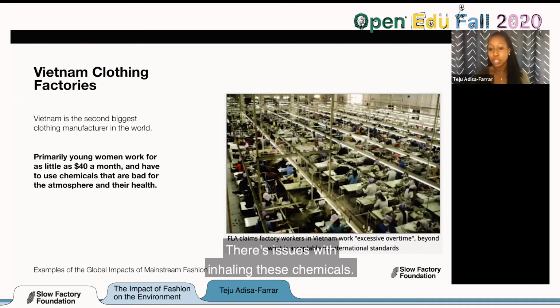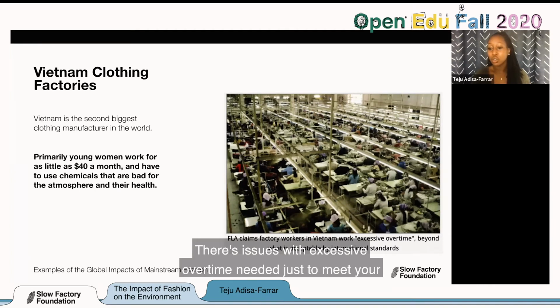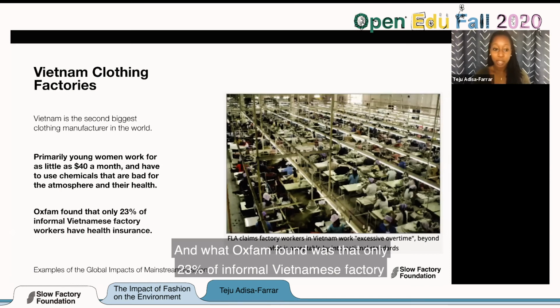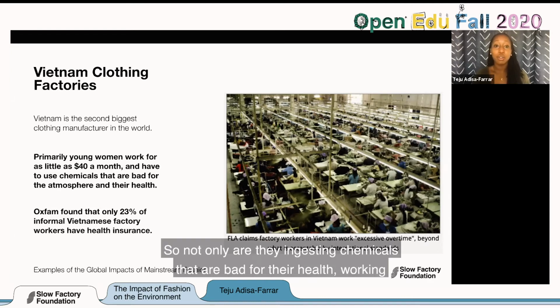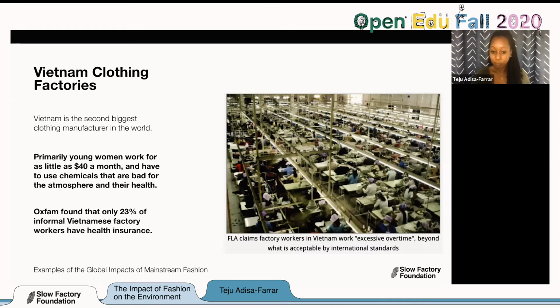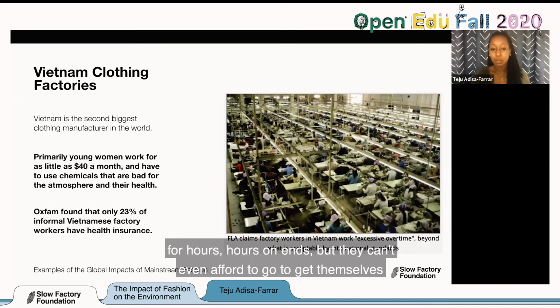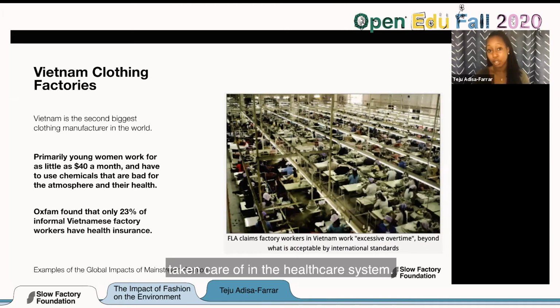There's issues with inhaling these chemicals. There's issues with sexual assault. There's issues with excessive overtime needed just to meet your monthly bills, and even still you don't meet your monthly bills. And what Oxfam found was that only 23% of informal Vietnamese factory workers have health insurance. So not only are they ingesting chemicals that are bad for their health, working for hours on end, but they can't even afford to go get themselves taken care of in the healthcare system.